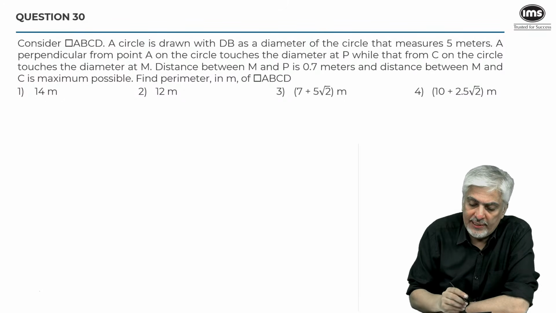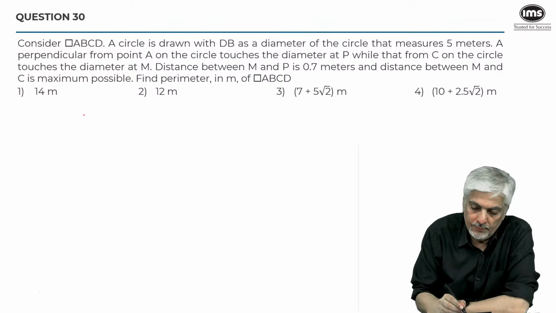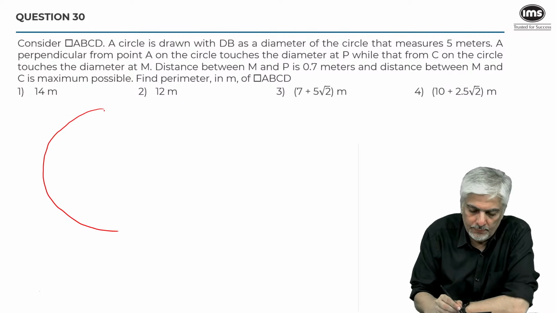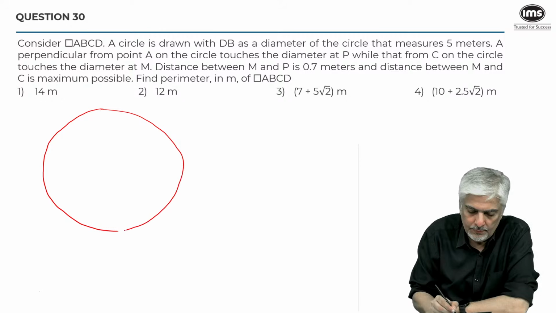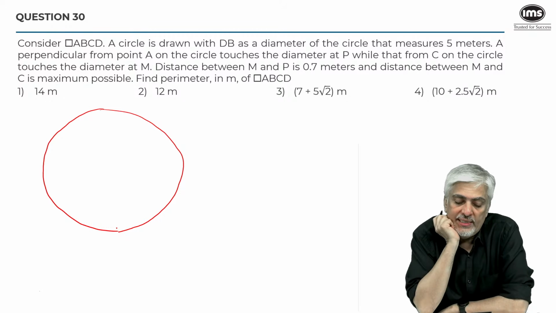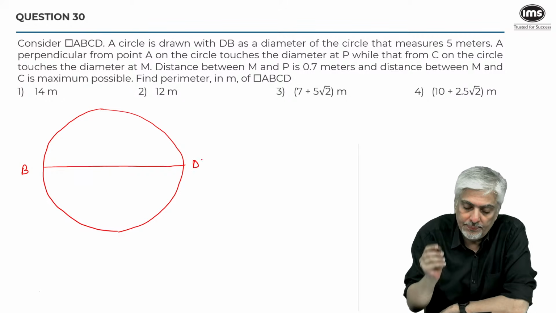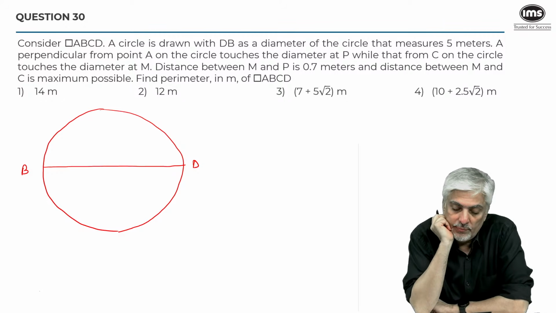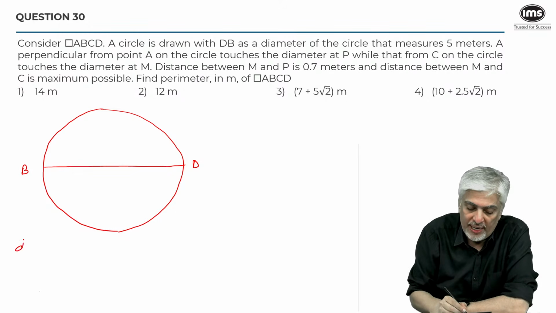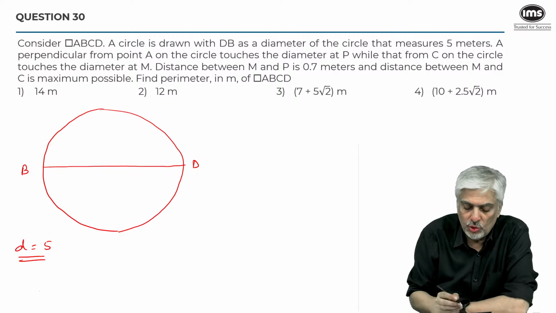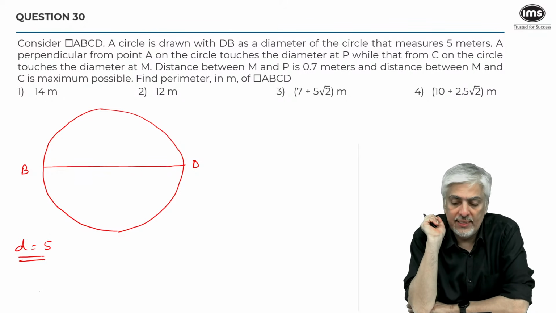So let's start making the diagram. ABCD is a quadrilateral. A circle is drawn with DB as diameter. So let's say this is B and D, and DB as diameter measures 5. So the diameter is 5, so the radius is 2.5 if I need it, I'll see.